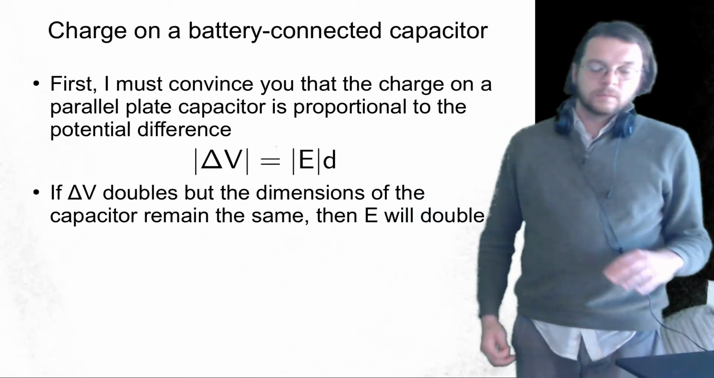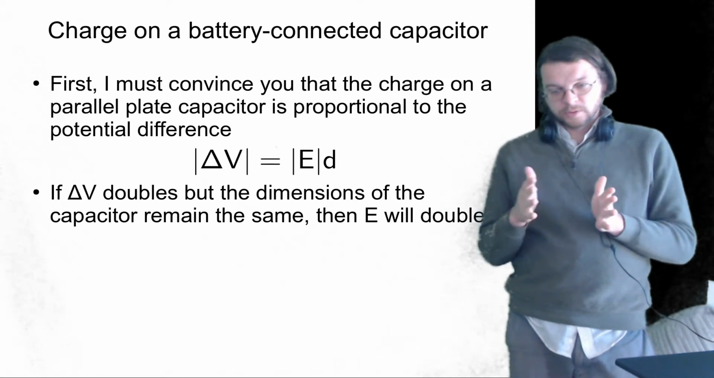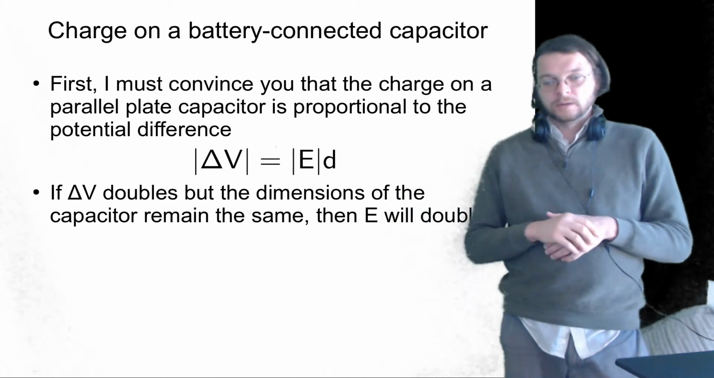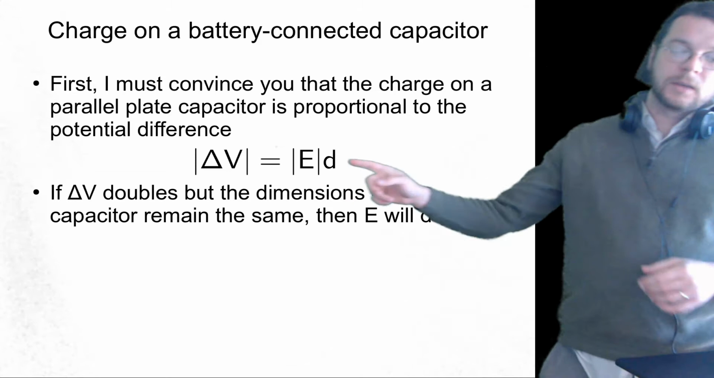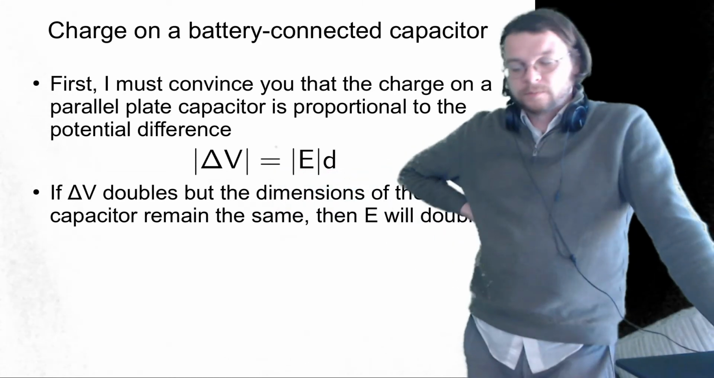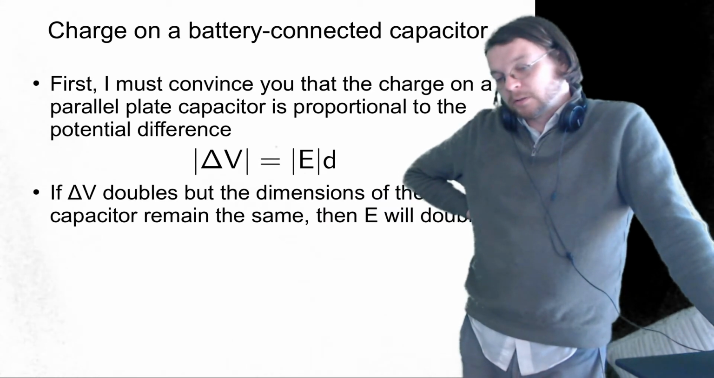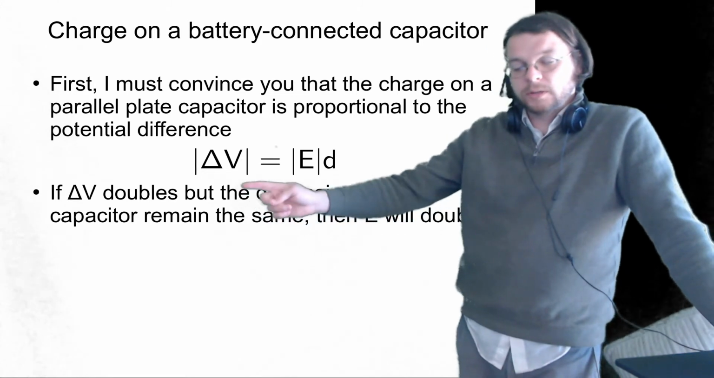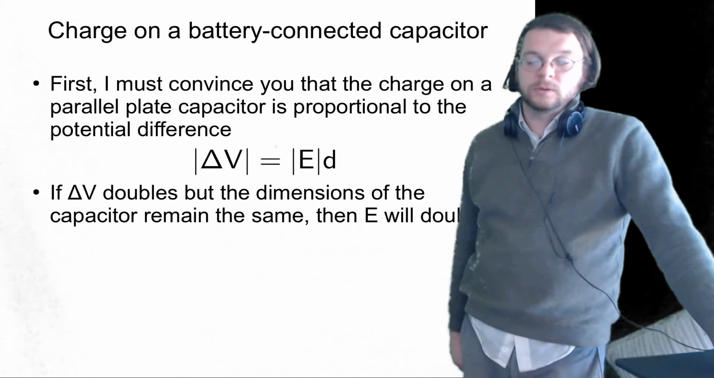So remember that because it's two charged plates and there's a uniform electric field in between the two, as we've been talking about, the potential difference is the electric field times the distance between those plates. That means that if you double the voltage, let's say you connect two batteries to it instead of one, without changing the separation between the two plates, that's going to double the electric field.